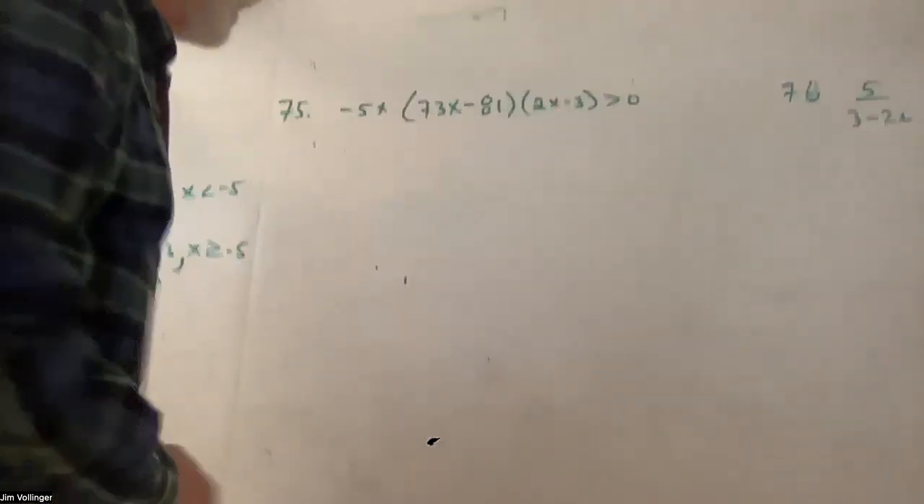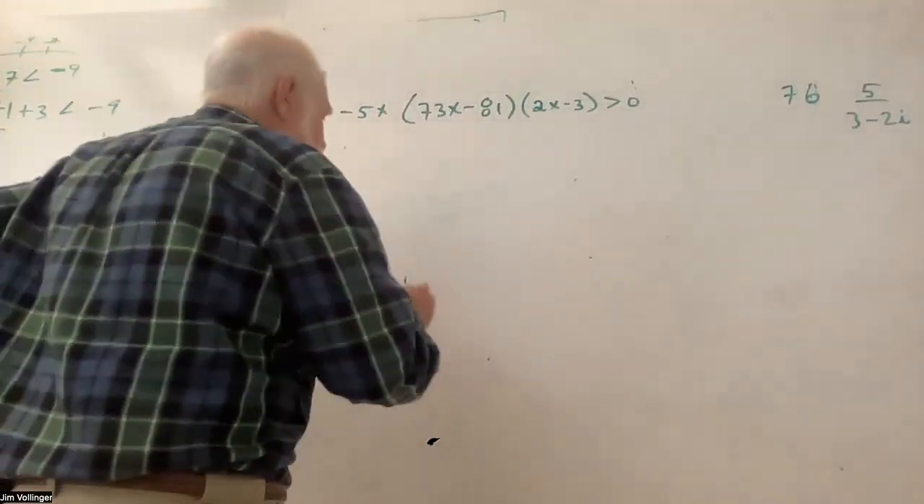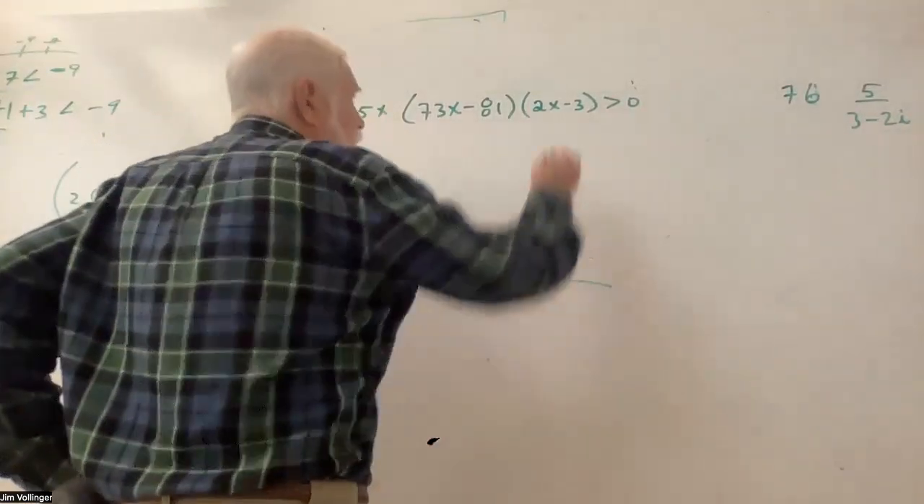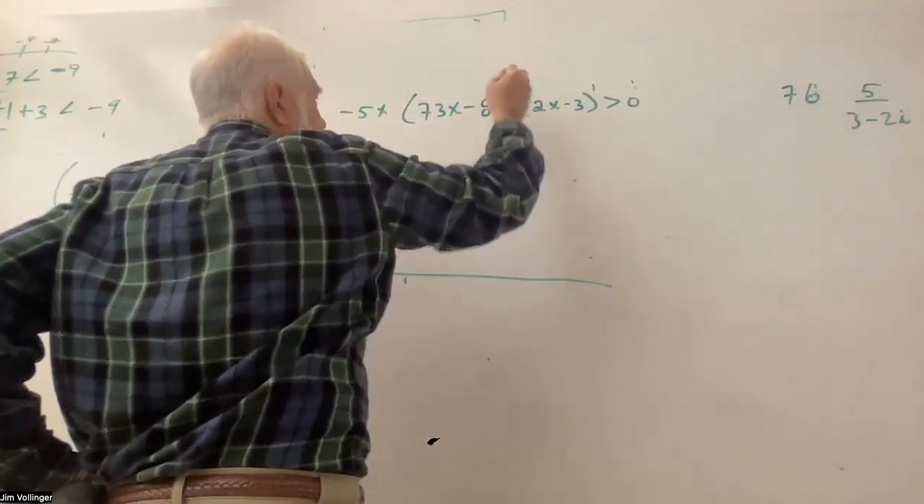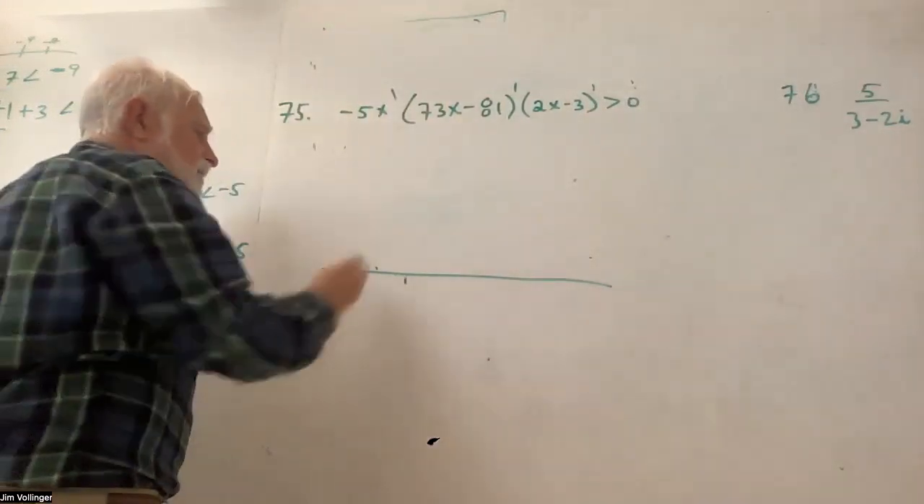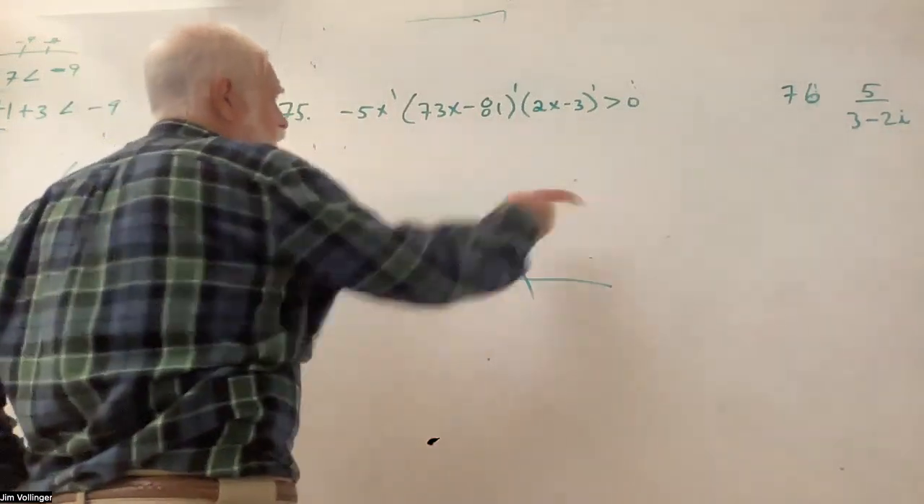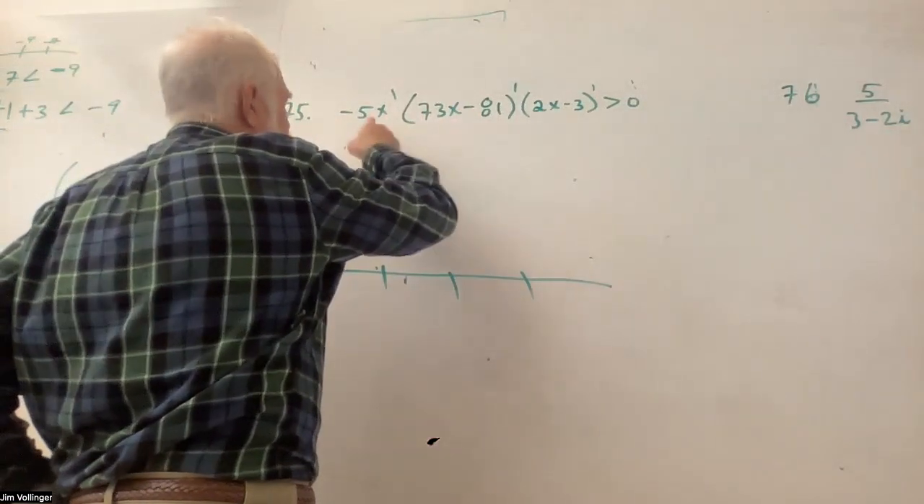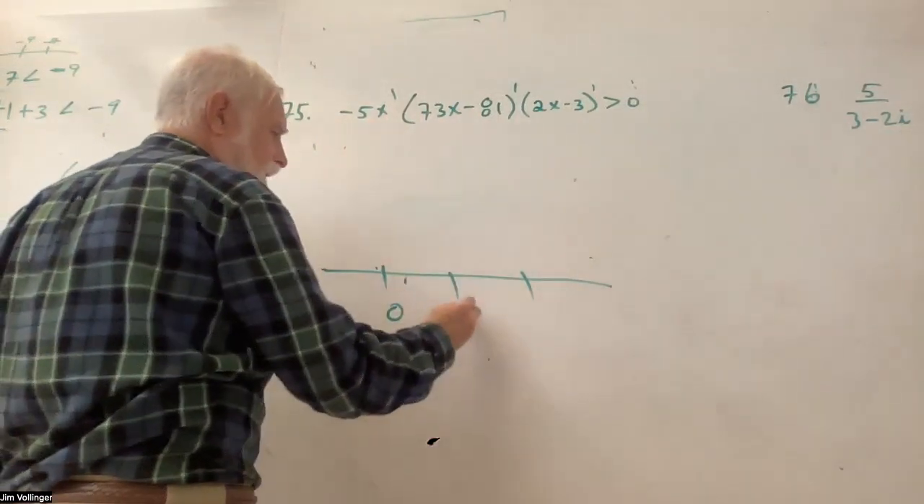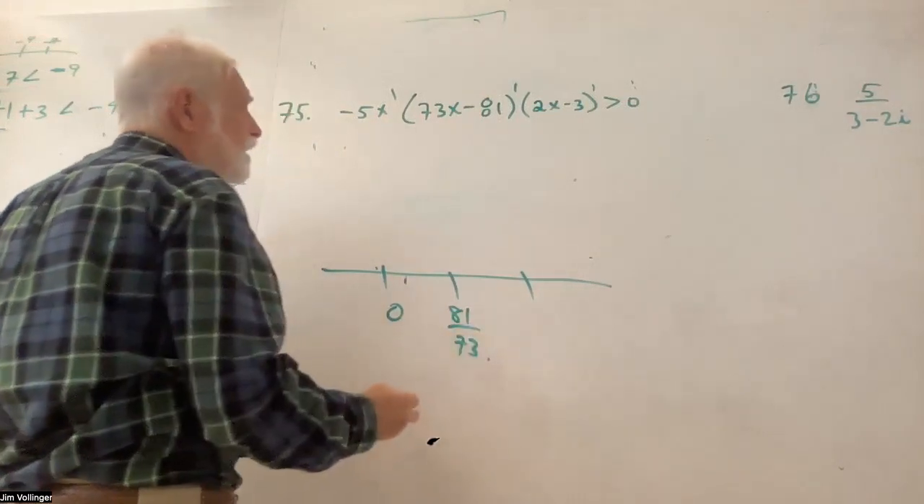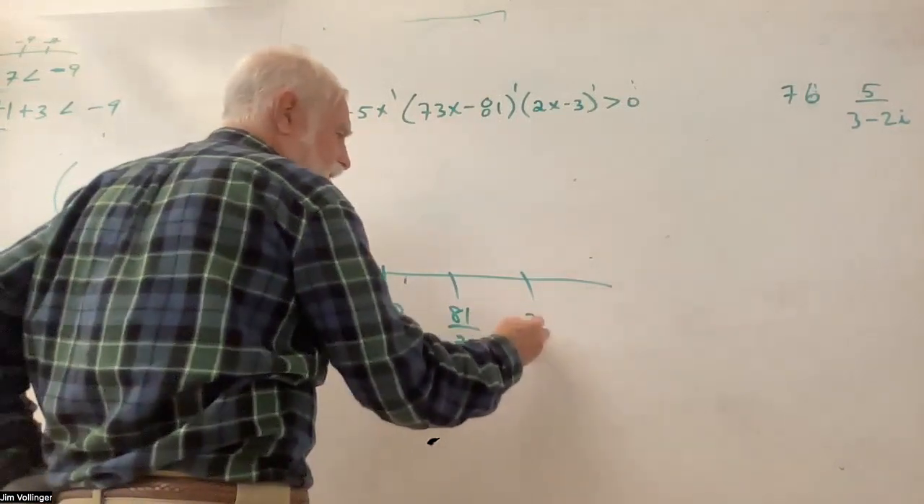Greater than 0. Now, if you get to calculus, you're going to have to learn how to graph these, so I think I'll do it anyway. So this is to the first power, they're all to the first power. That means they're all going to change. If I copied it right. 3/2, 81/73, and 0. So 0, 81/73 is not as big as 3/2.